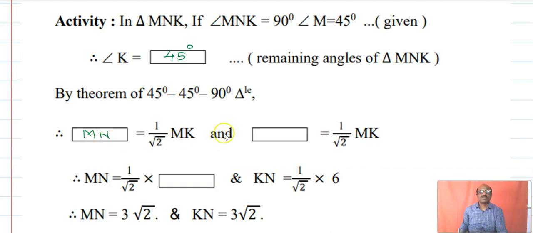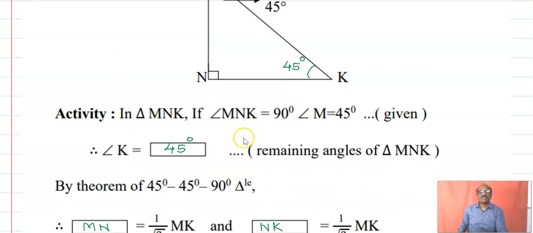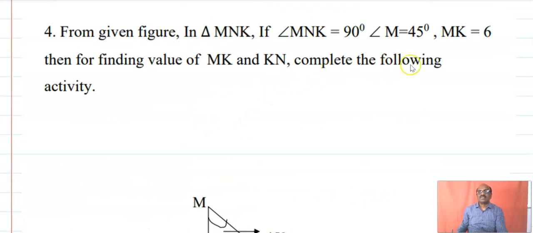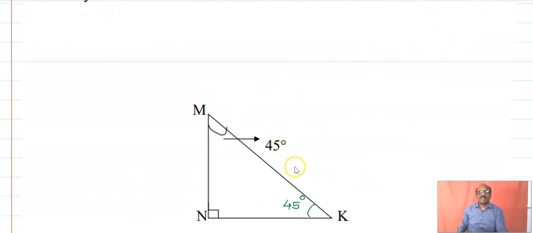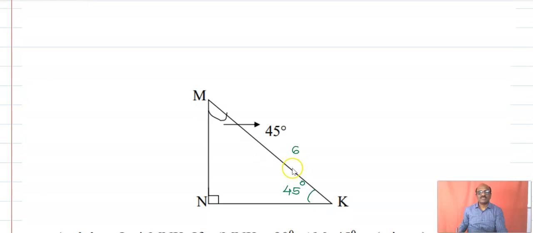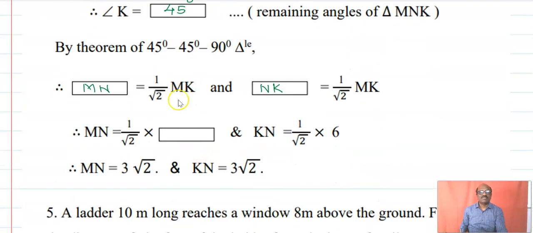This is the first one. And on this side it will be NK. This is the NK. MN is equal to 1 upon root 2 times MK. What is the value of this here? The value of MK is 6 here. Therefore, I will substitute MK here with 6. And then we will do the simplification.